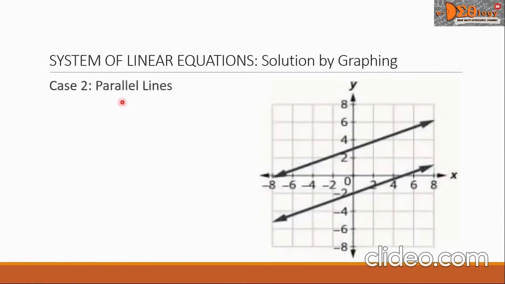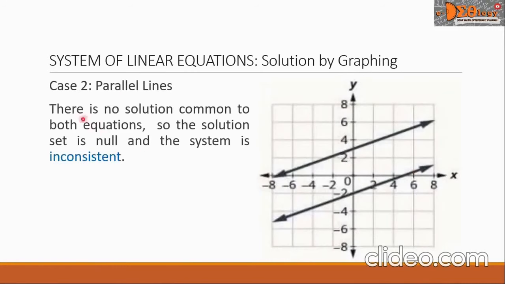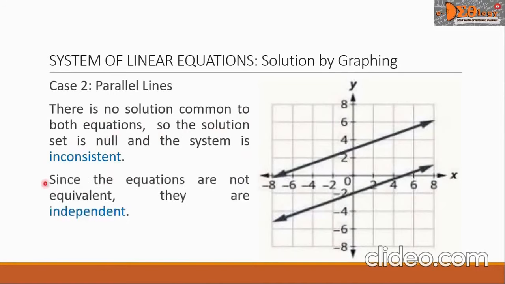Case 2 is parallel lines, and our figure here shows parallel lines. There is no solution common to both equations. So the solution set is null and the system is inconsistent. Since the equations are not equivalent, they are independent.